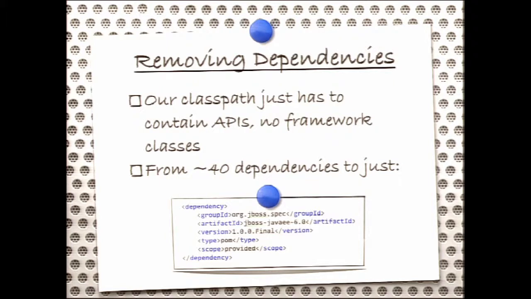And as you can see, the scope is provided. We have to use them during build time, during compilation. We are just using APIs, not implementations. And they are already in the application server. So we get very small war files.